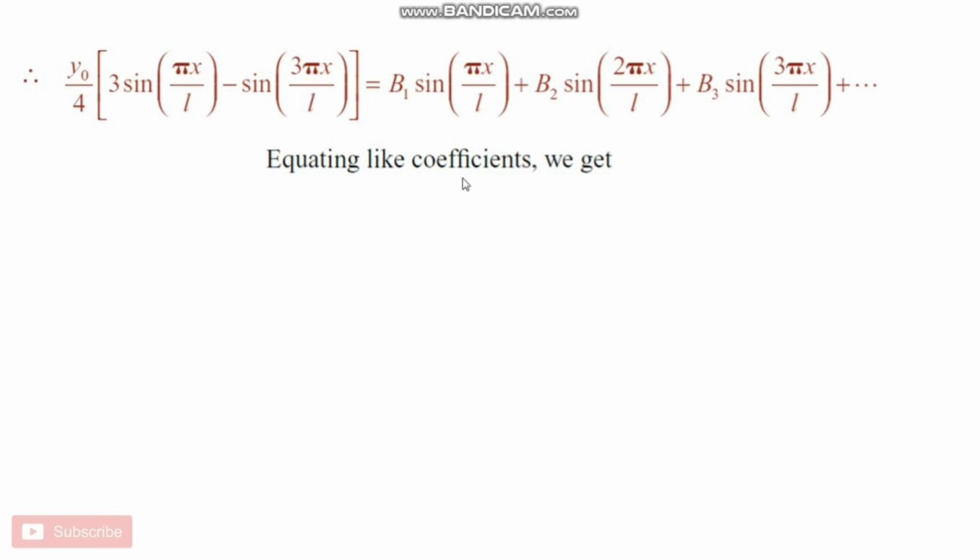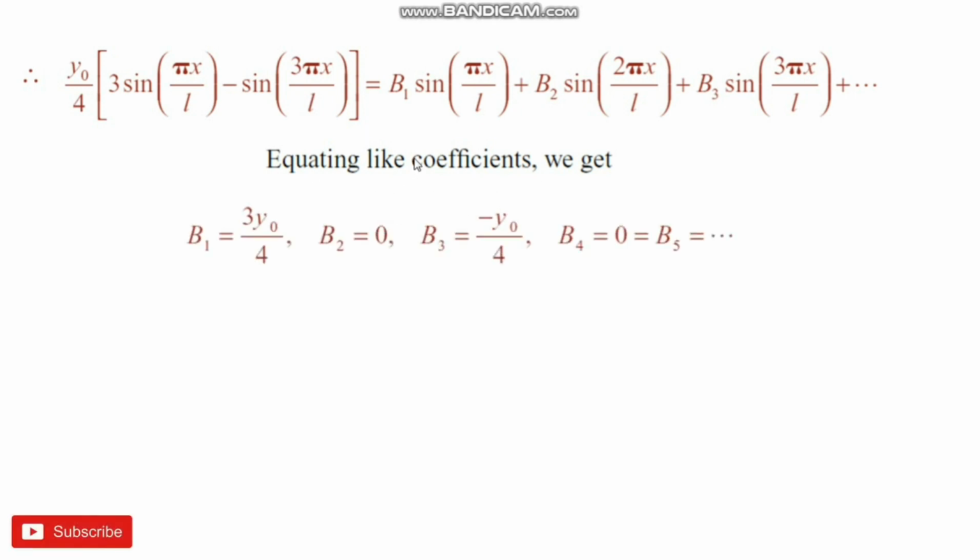Here, equating like coefficients, we will get the b1 coefficient as 3y naught by 4, the sine of πx/L coefficient. b2, its coefficient is 0 since there are no terms of sine 2πx/L, and b3 whose value is negative y naught by 4, since the coefficients of sine of 3πx/L are compared. Proceeding in this way for the rest of the coefficients, b4 is equal to 0, b5 is equal to 0, b6 equal to 0, b7 equal to 0.